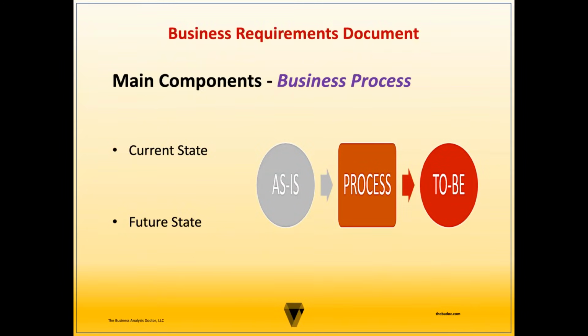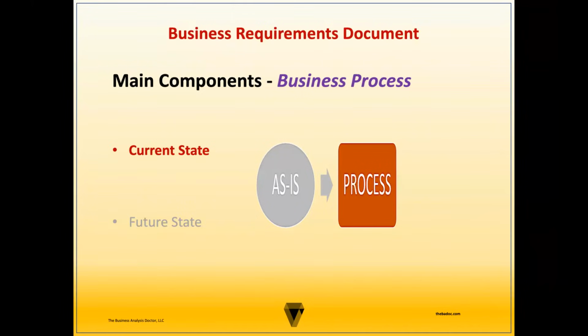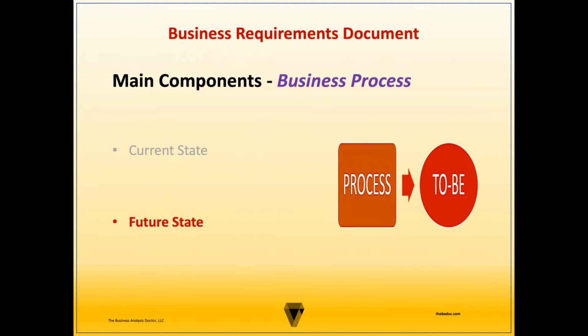It's generally best practice to include a depiction of the current state and the future state. The current state is a depiction of the existing state, representing how a process within the context of the project is currently performed in the organization. This is often represented as an as-is process model. The future state is a depiction of the desired or target state, representing how a process is expected to be performed within the scope of the project after changes have been made. This is often represented with a to-be process model.